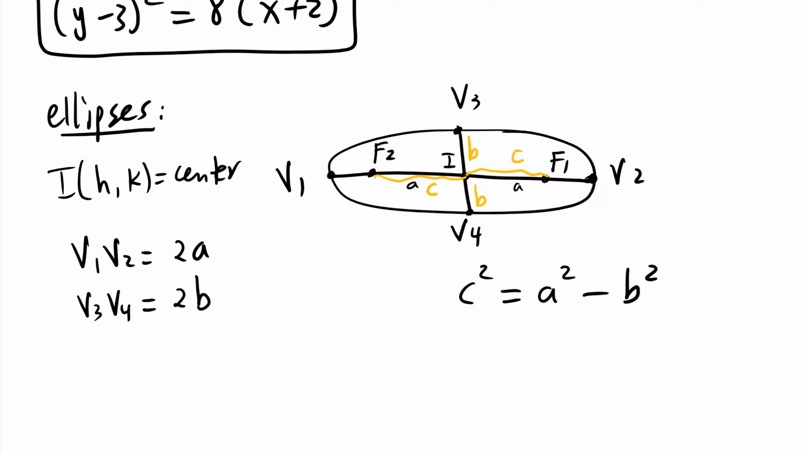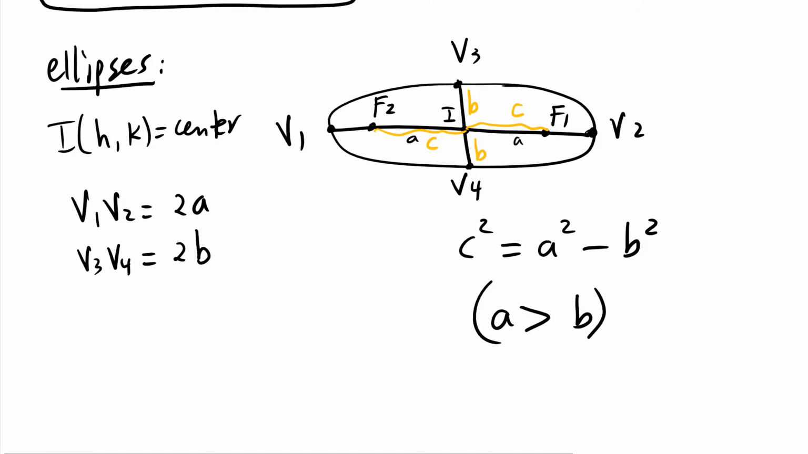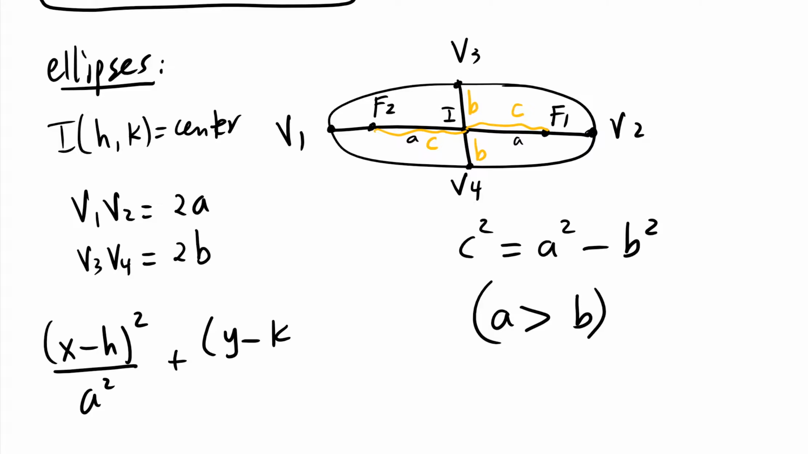In ellipses, a is always bigger than b. And the equation of the ellipse is (x minus h) squared over a squared plus (y minus k) squared over b squared equals 1. If a is below the x, then it opens horizontally like this one you see. If a is below the y, it goes parallel to the y-axis.